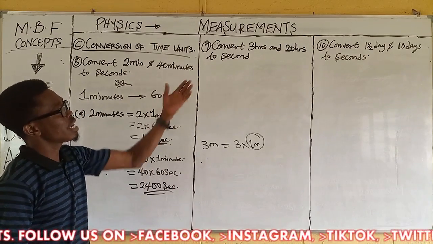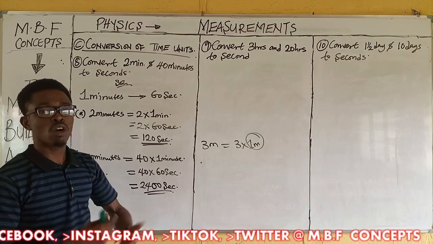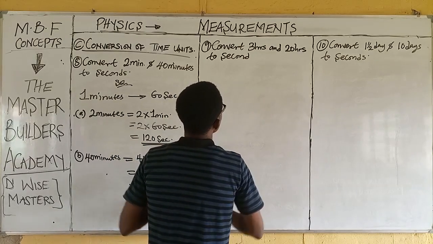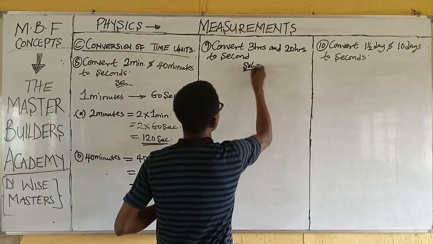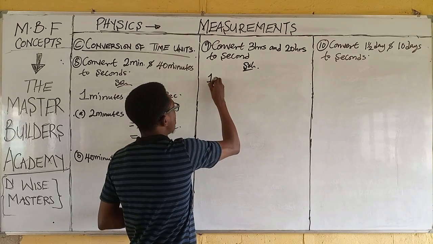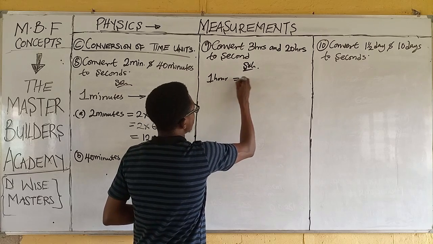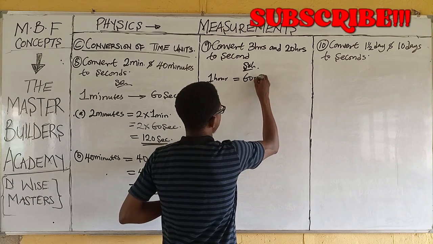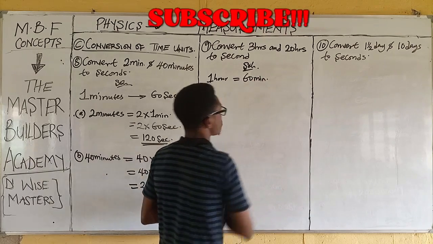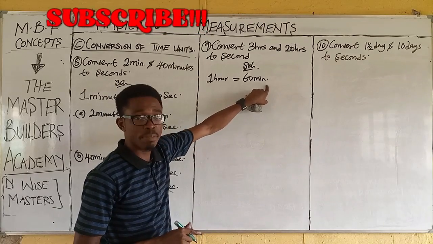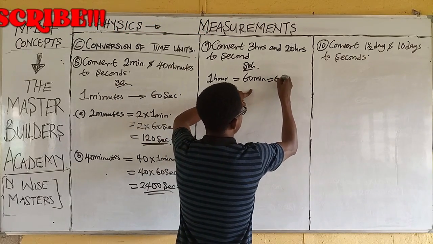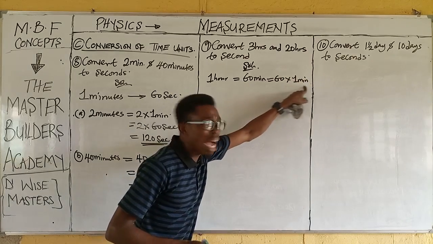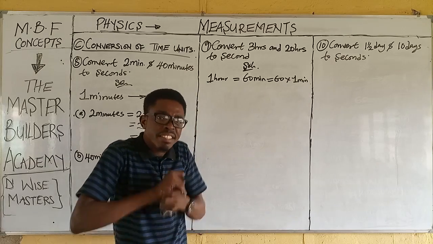Then if that is understood, let's come to question number 9, where we will now be converting hours equally to seconds. Now, this is our solution. The first thing you do is to know the standard. What is 1 hour? Understand that 1 hour is equal to 60 minutes. Please pay attention to this. 1 hour is equal to 60 minutes, and you understand that this can be written as 60 times 1 minute. What is 1 minute? 1 minute is 60 seconds.